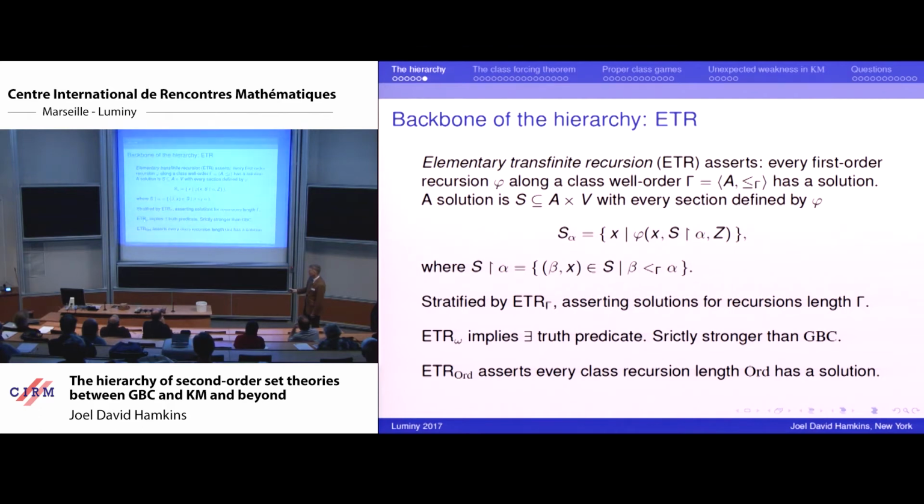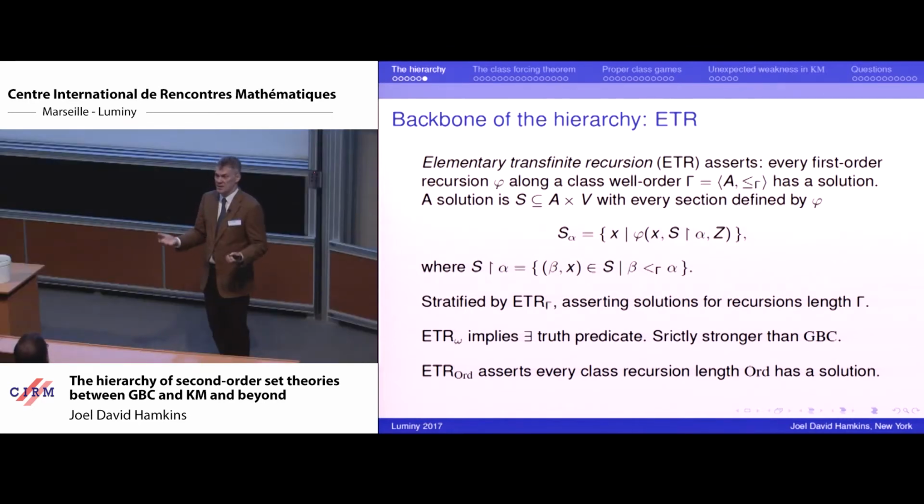ETR omega already implies that there's a truth predicate because of course to define the Tarski recursion, the Tarski definition of truth is a recursion of length omega on the formulas, right? You define the truth of a formula in terms of the truth of the previous formulas. That is a kind of recursion of exactly this type. ETR Ord says that every class recursion of length ord has a solution, and maybe that's a little bit easier to think about. So the solution is a subclass of ord cross V, and the alpha slice is defined by phi relative to the previous slices.